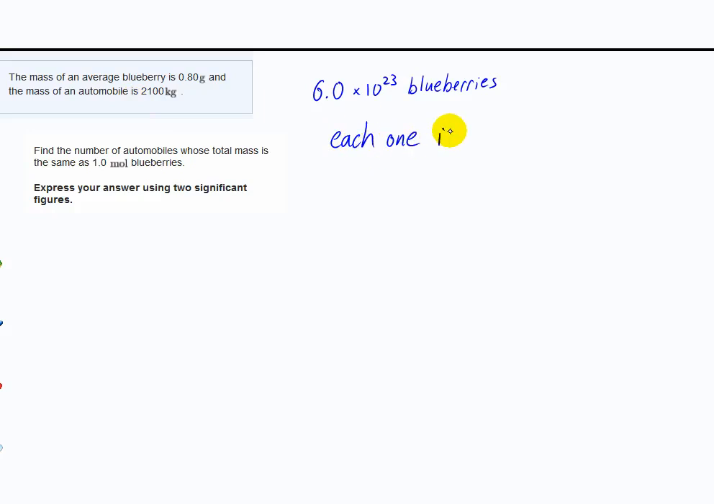Each one is 0.80 grams. So the total mass of that many blueberries, a mole of blueberries, is that number times the mass of each one. At some point, you can either do it first or second, when you're comparing with the automobiles. So then you divide by the automobiles and that's it.